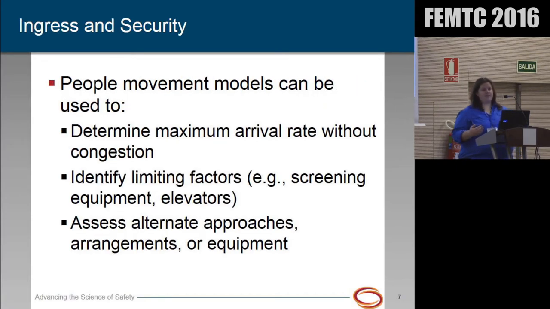What we have found is that the existing models are, for the most part, very well suited to basically reverse that flow, to have people go into a building rather than out of the building. These models can be used to do things like determine the maximum arrival rate, so how many people can come per minute before we really start having problems with congestion. We can determine what factors in the design are limiting and potentially use that to tweak or adjust the design and really improve the day-to-day operations.